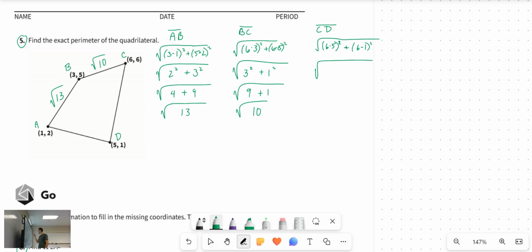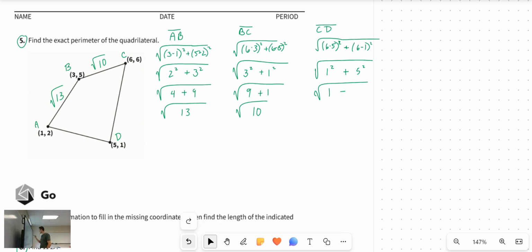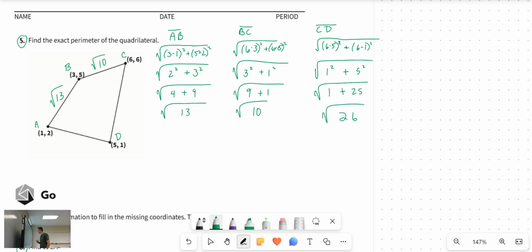All right. So we're going to rewrite again. 6 minus 5 squared. So 6 minus 5 is 1, so this is 1 squared because we do the parentheses first. 6 minus 1 is 5, so we just write 5 squared. Then we can do it out: 1 squared is 1 plus 5 squared is 25. So we have 1 plus 25 is 26. So the square root of 26 goes down here.